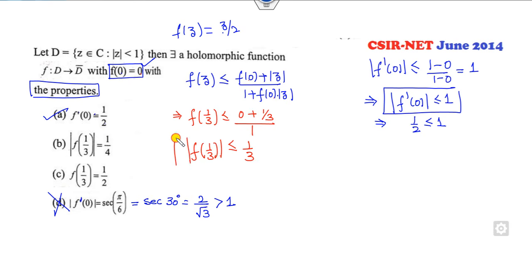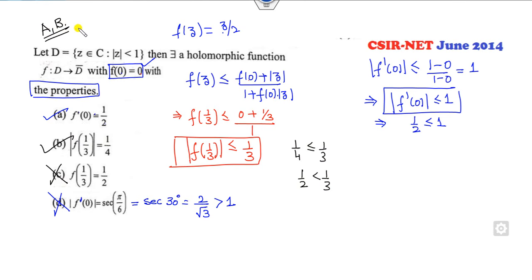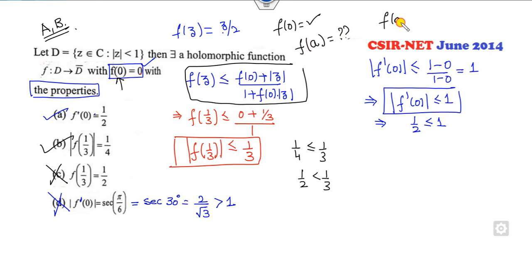Fine. Now look at which option is not satisfied. Is 1 over 4 less than 1 over 3? Yes. Is 1 over 2 less than 1 over 3? Not satisfied. Right answers are A and B. Remember, whenever f of 0 is given to you and your target is to find at some other point, always apply this formula. Whenever f of A is given to you and your target is to find f dash A, always apply this formula.